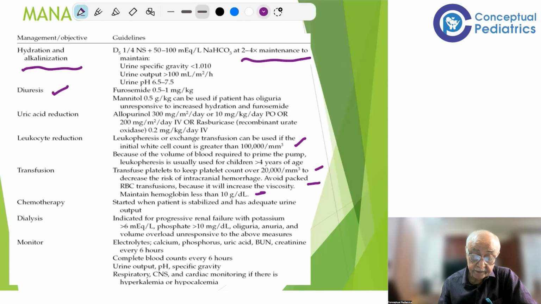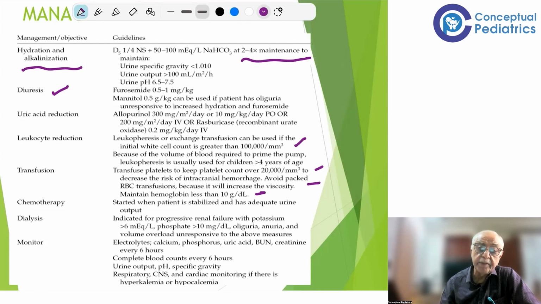Following that, when you start the chemotherapy, you have to stabilize the patient by giving these drugs, and the uric acid and hypocalcemia, all these biochemical parameters should be stabilized. And then when the patient is stabilized and you have adequate urinary output, you may start with the chemotherapy, depending on what protocol you are following. So basically, that's what you need to start.